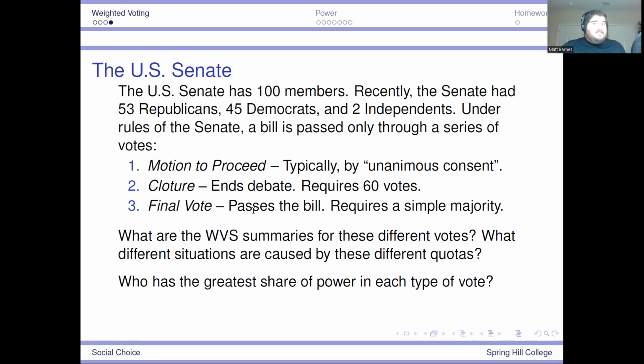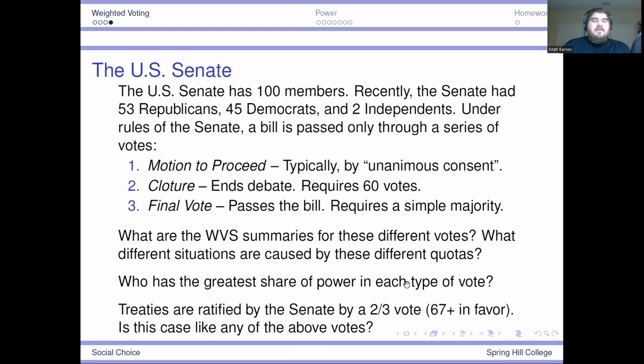Now, the question that comes as a part of this is who has the greatest share of power in each type of vote? So who is the most powerful player? Not who has the most weight, but who is the most powerful? All right, so that's a very different question here.